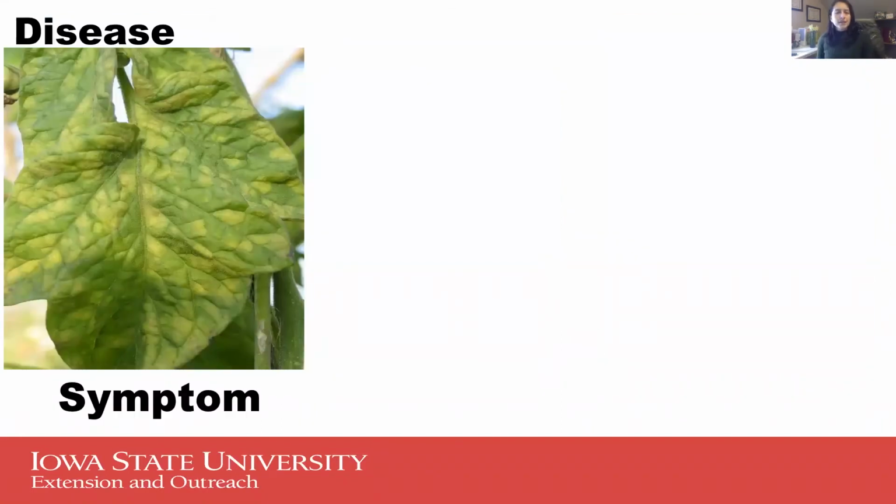Let's go through an example here. Could this be a disease, a disorder, a nutritional problem? The symptoms that you see, I would describe here as some yellowing. The yellowing appears to be restricted by the veins, and I can't really tell anything else from this photo.